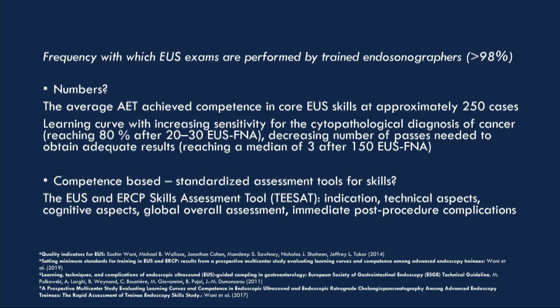In American studies, they often use the AUS and ERCP skills assessment tool, where you can indicate the indication of the procedure, any technical aspects, also cognitive aspects, a global overall assessment, and immediate post-procedure complications. There have been some studies about the numbers of echoendoscopies you should have performed, and they say that the trainee can achieve competence in core echoendoscopy skills after 250 cases, but of course this number varies between studies.